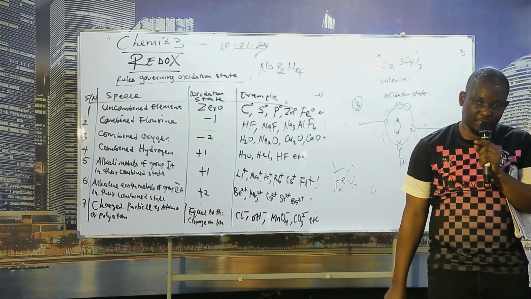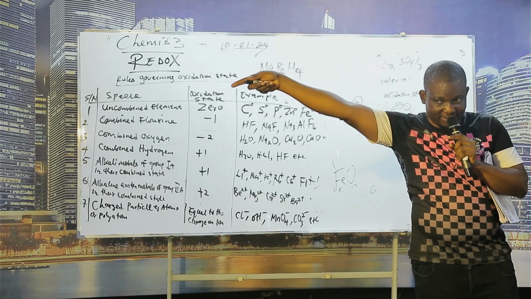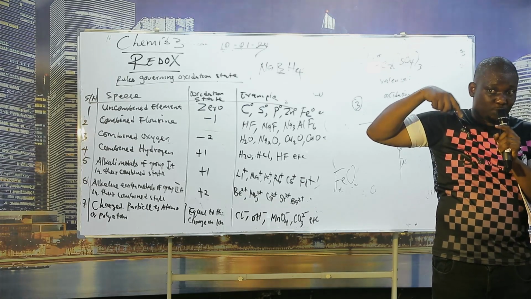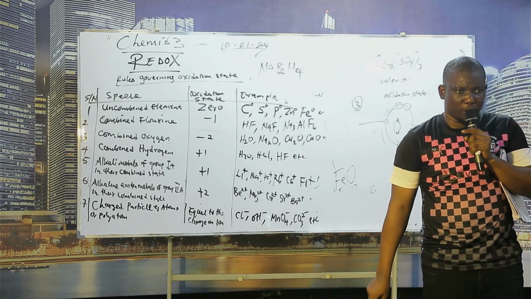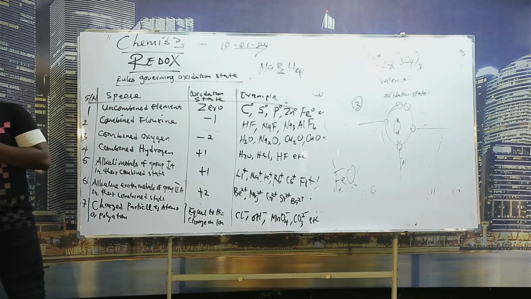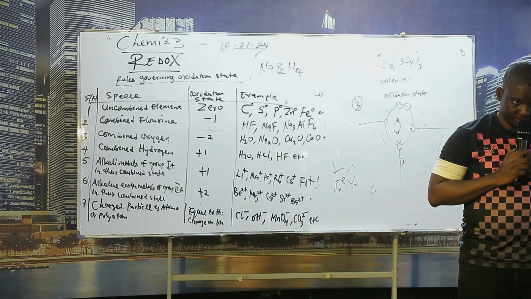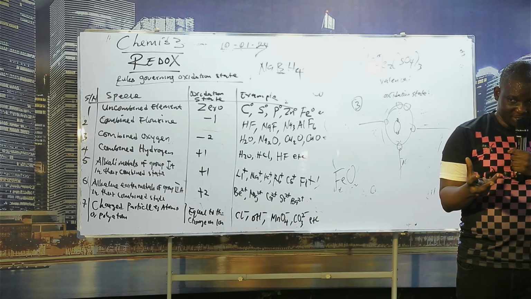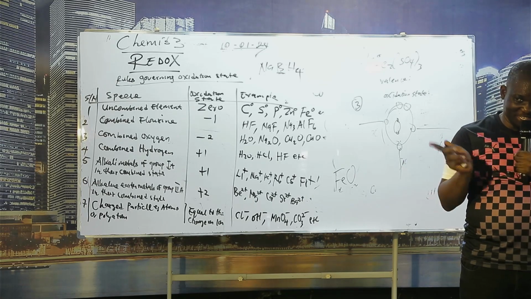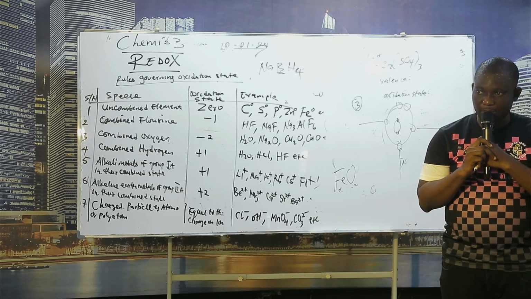Anybody that says the valency of hydrogen is +1 is wrong. The +1 for hydrogen is its oxidation state. What is oxidation state? It's the same thing as saying oxidation number. It is the number of electrons an atom can lose, share, or gain. That is the oxidation state.